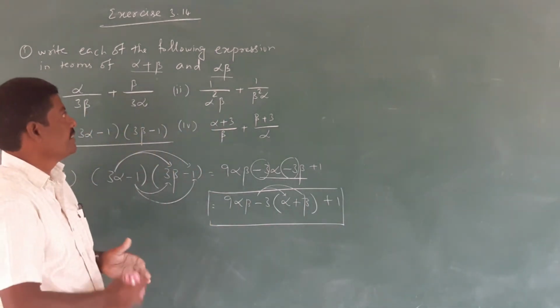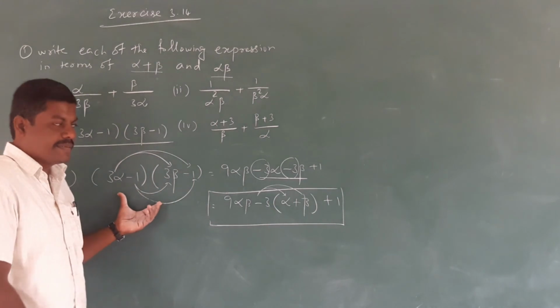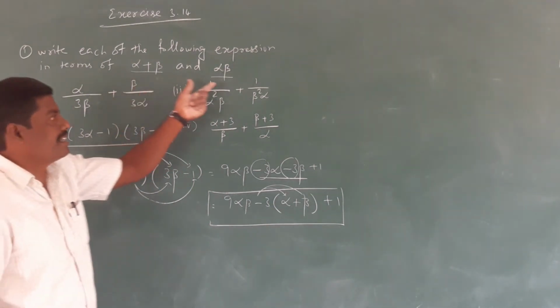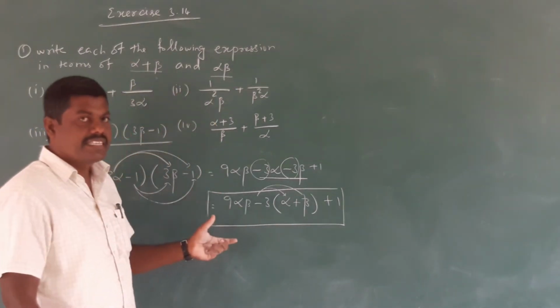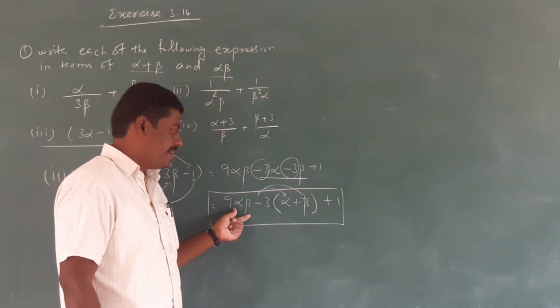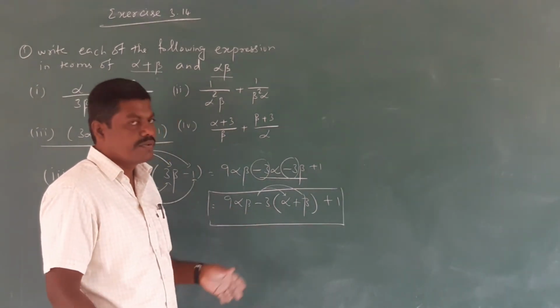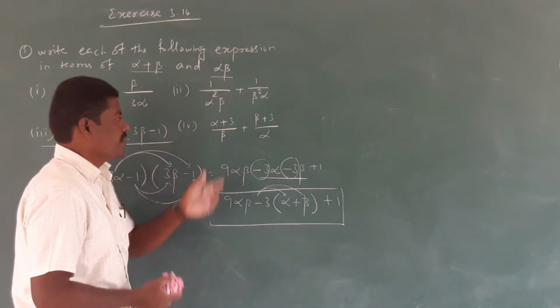Understand? What's the question? We want to convert this expression in terms of alpha plus beta and alpha beta. Now our answer is in terms of alpha beta and alpha plus beta, so our answer is over. Understand? Now again we take question number 4.